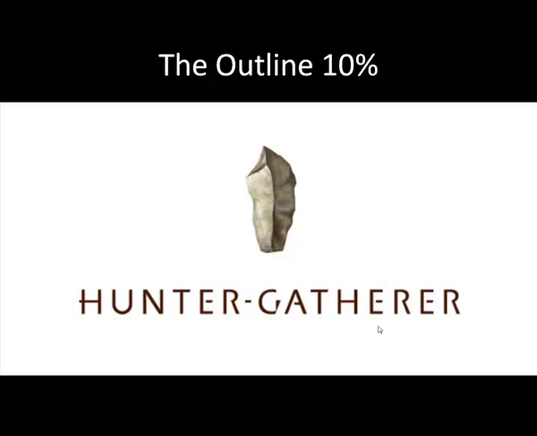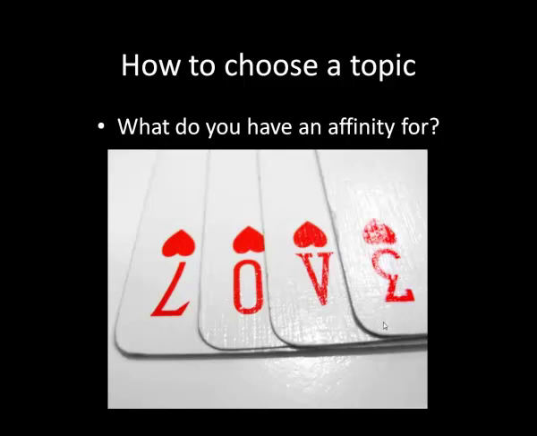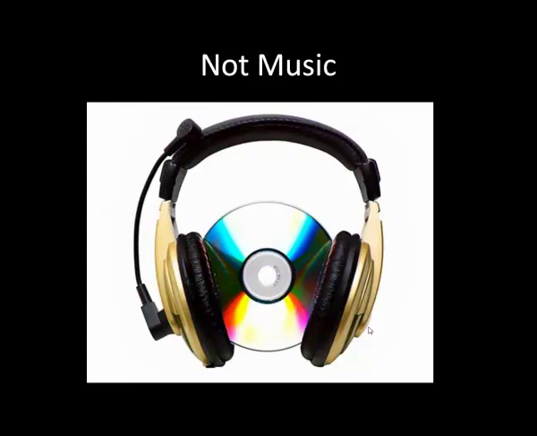The first thing you need to do is work on your outline, and that's the stage at which you're a hunter-gatherer. What you want to do is choose a topic that you have some affinity for, something that you're going to actually love and probably know something about. That's because you're going to be working with this topic for quite some time.